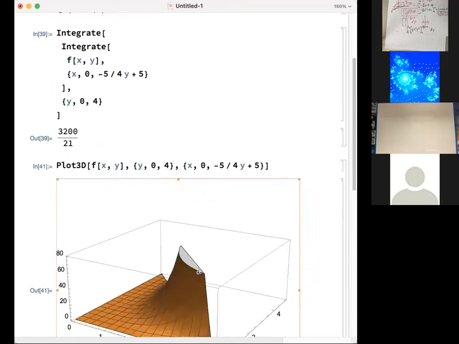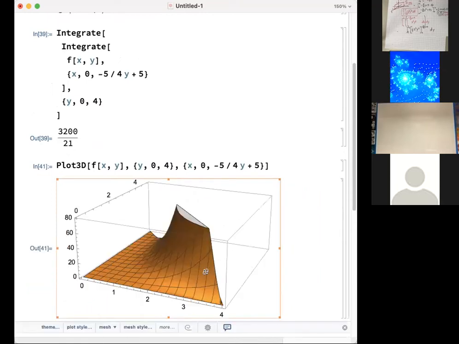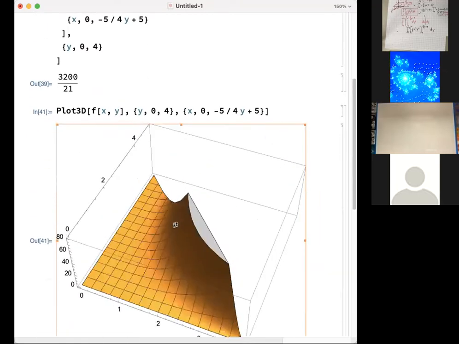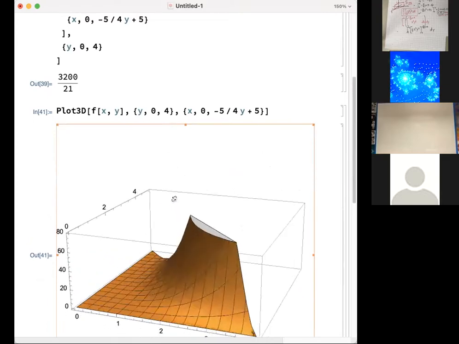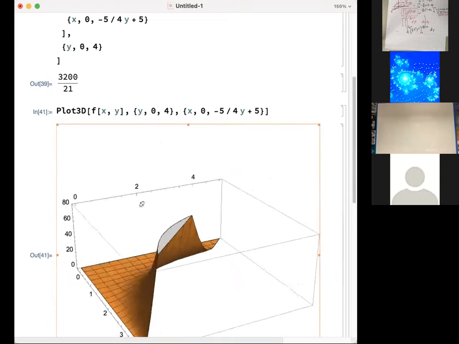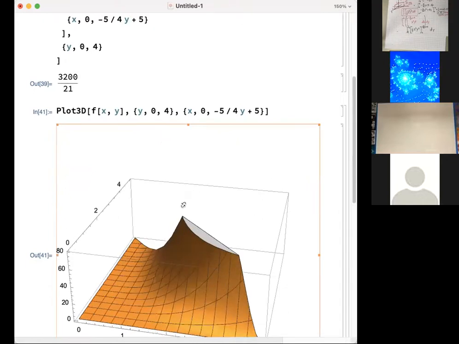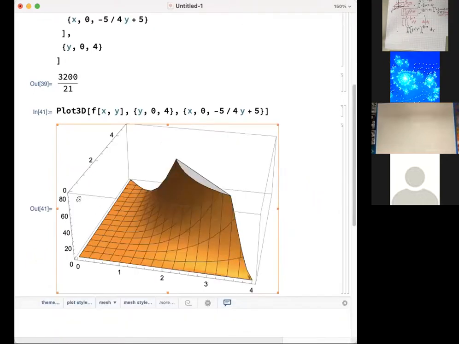Yes, over this triangle, let's look at this function. It's shooting through the roof right here. And what I'm calculating is the area under this function. Now, I'm kind of curious as to why Mathematica said, let's show it to you only up to 80.